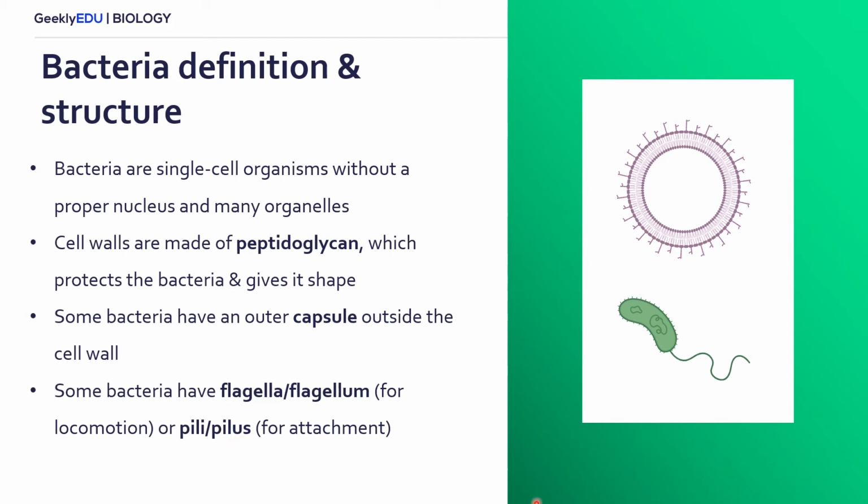And the flagella will often help the bacteria move, so for locomotion. And so this long kind of string-looking thing here behind the bacteria is the flagella. And then we have the pili, which are the smaller lines that are surrounding the bacteria on this figure. And this helps the bacteria attach to things.